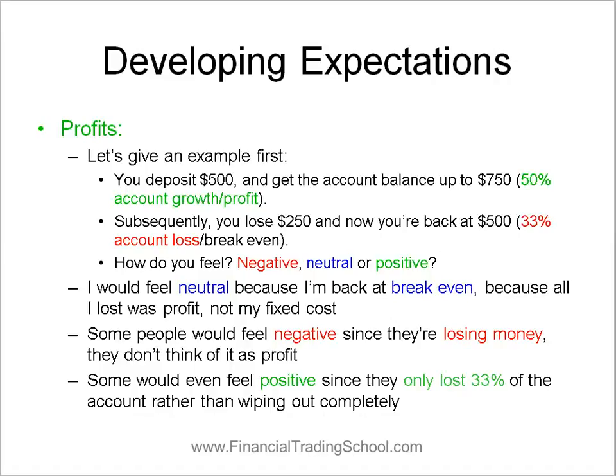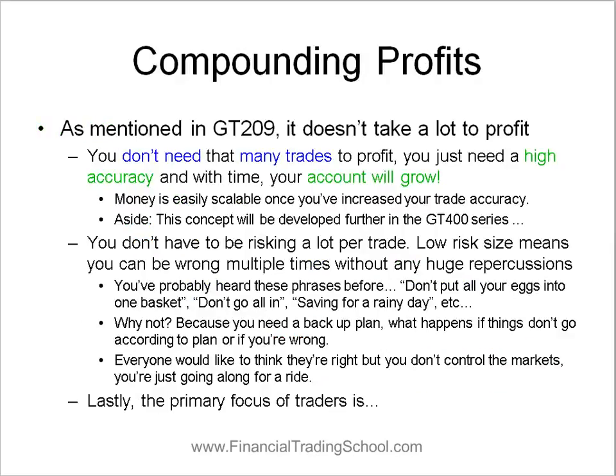Some would even feel positive because they only lost 33% of their account rather than wiping out completely. As I mentioned previously in GT210 patience, it doesn't take a lot to profit. You don't need that many trades to profit, you just need a high accuracy, and with time your account will grow when you compound your profits. Because money is easily scalable once you increase your trade accuracy.